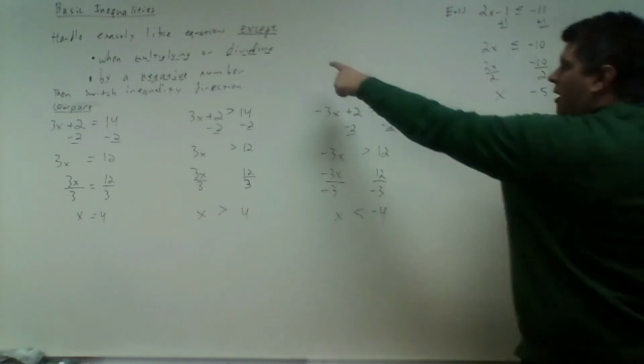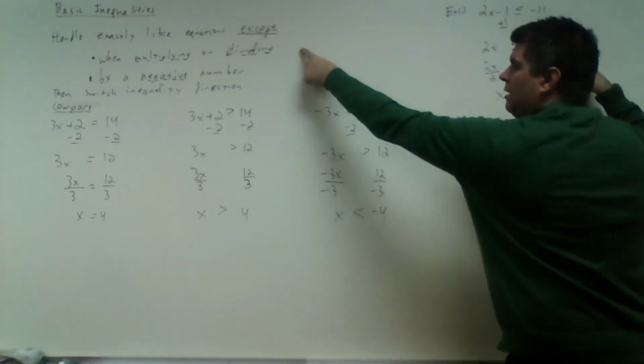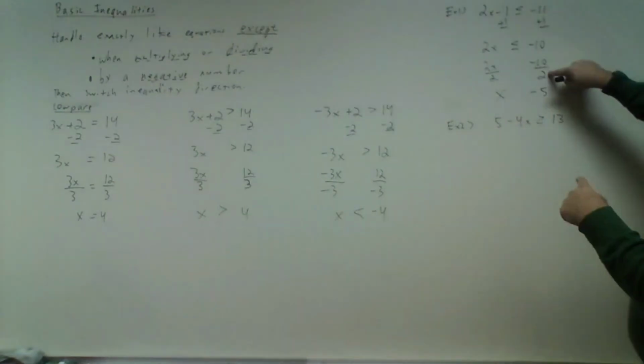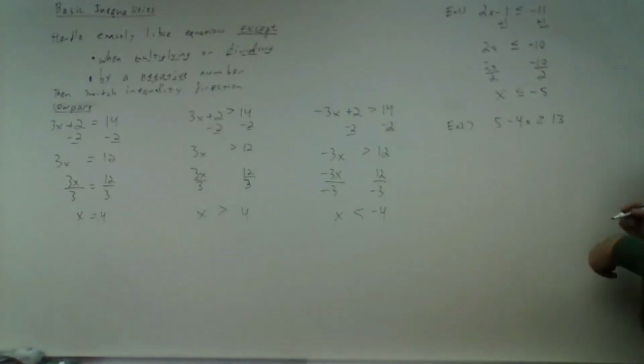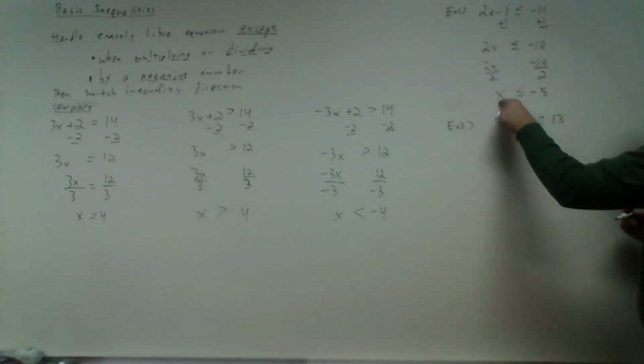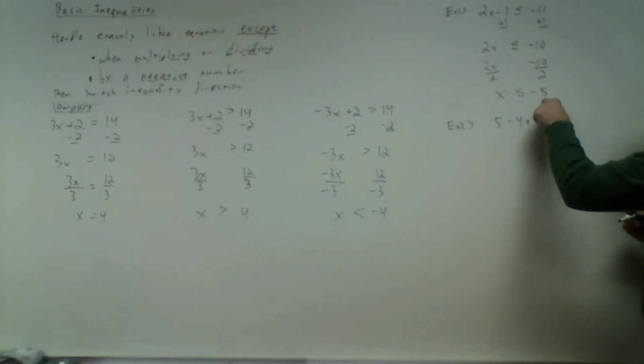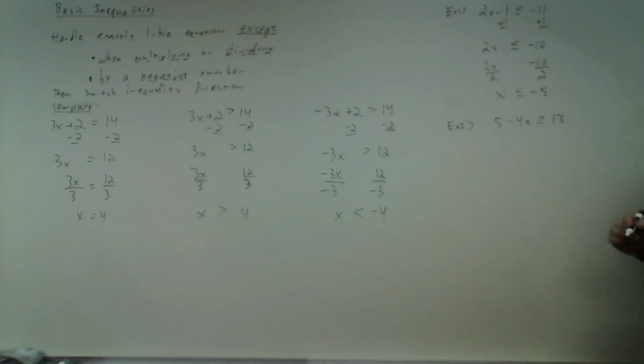Now I did multiply or divide, but it was by a positive number. So the mouth faced away from the x, it continues to face away from the x. So x is less than or equal to negative 5. Or negative 5 is greater than or equal to x. It means the same thing at the same time.